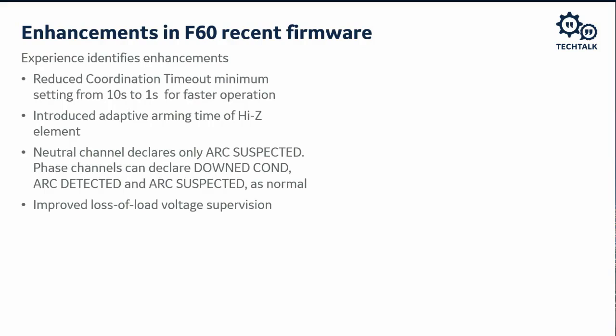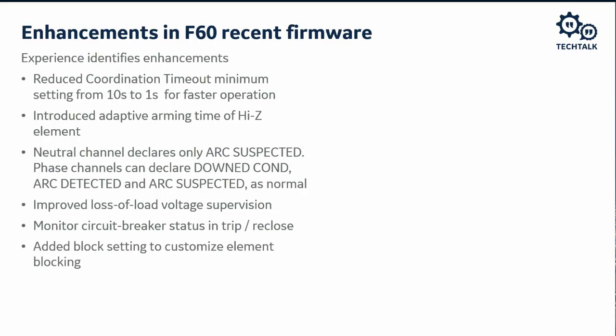There's an improvement in the loss of load supervision. We use voltage supervision to detect that voltages are normal. HIFs don't cause voltage dips. There's an added voltage check so that the voltage in each phase must be greater than 0.8 per unit to assert loss of load. The algorithm monitors circuit breaker status in the trip reclose cycle to prevent using false IOC or LOL events to arm the high Z element. Thus, a fault that opens a circuit breaker disarms a possible down conductor. And there is now a block setting to customize HIF protection.